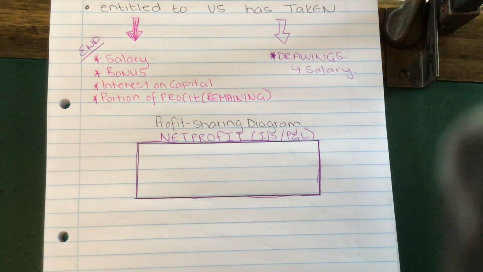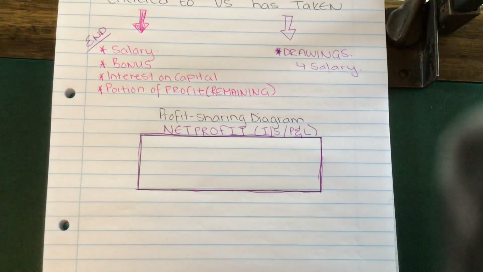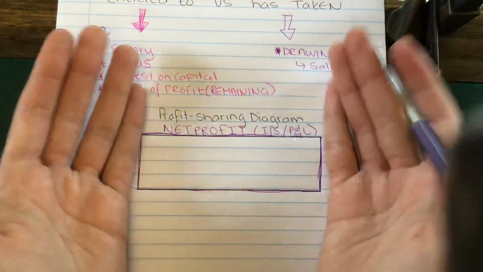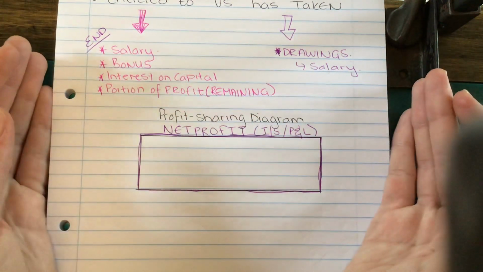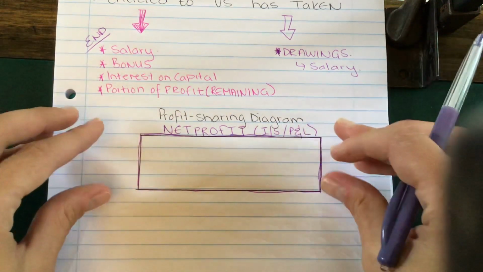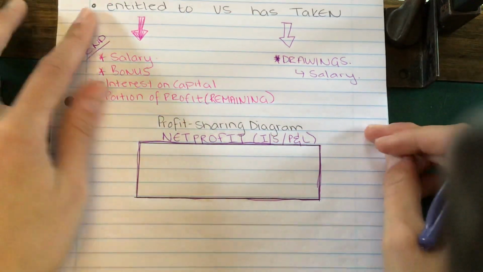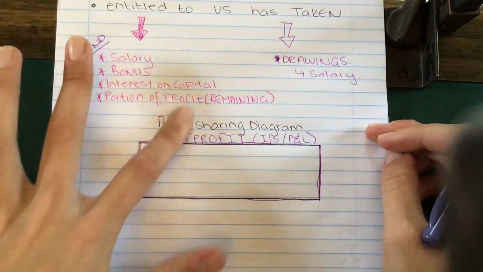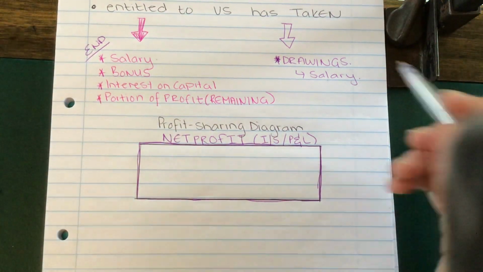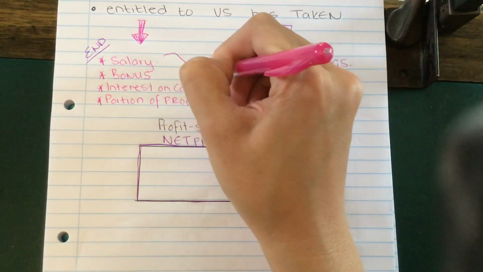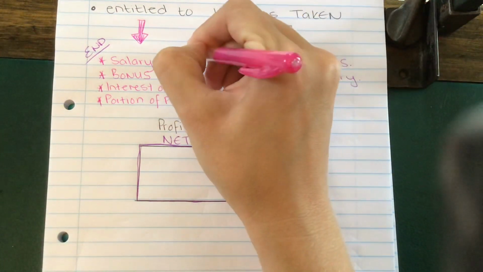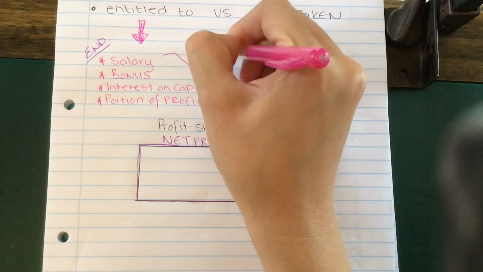Now, the partners in a partnership do not just get to take this net profit and split it in half. First, what we have to do is give them everything that they are entitled to. Because why? None of these accounts, these pink accounts here, are in the income statement.